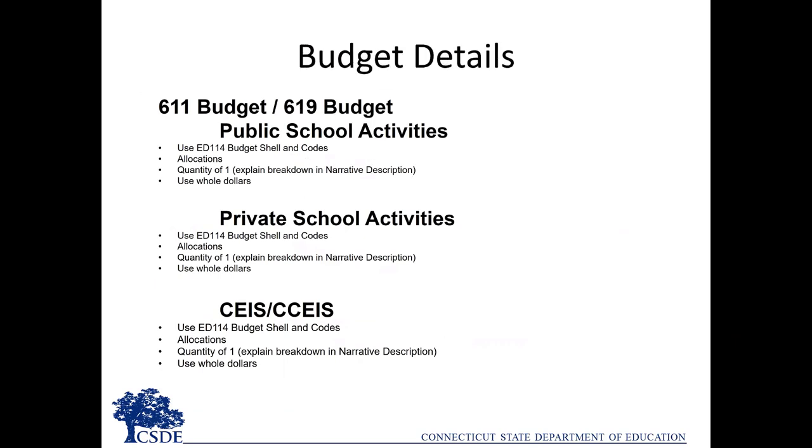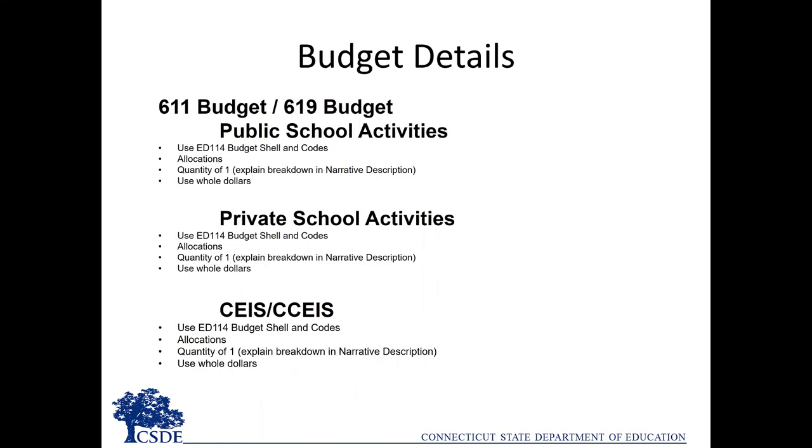There are three budgets available for us in this e-grant. The first one, out of the allocations, is where you'd be pulling in your public school activities. Again, there's a shell in there of the ED-114 that is the basis by which we have the budget established. One thing to be aware of for all of the allocations and budgets: we're only using a quantity of one, and you're explaining and breaking down the information in the narrative description. So in 111B, which would be for salaried employees, called under instructional, you'd be saying of the $400,000, one 111B of $400,000, which would be for special education full-time teachers.